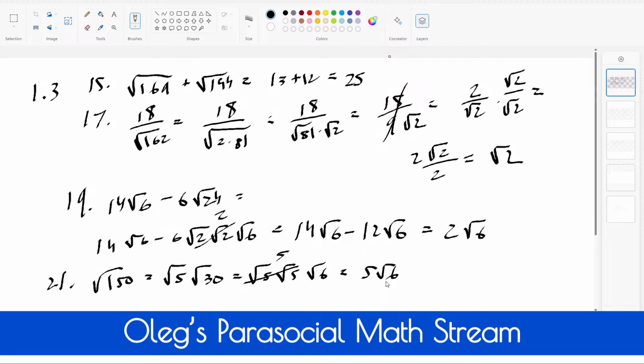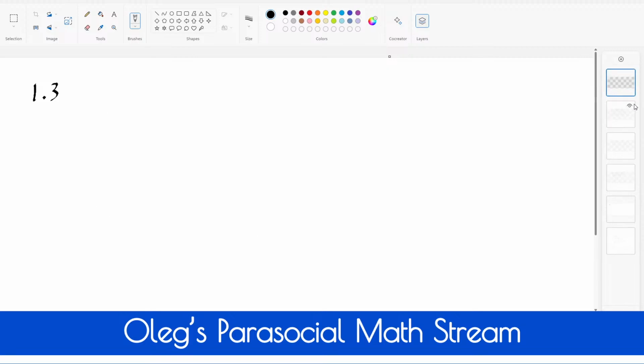We're going to go in the back of the book. And 15 is 25. 17 is root 2. 19 is 2 root 6. 21 is 5 root 6. All right. So far, so good. Now, we were 21, right? Okay.